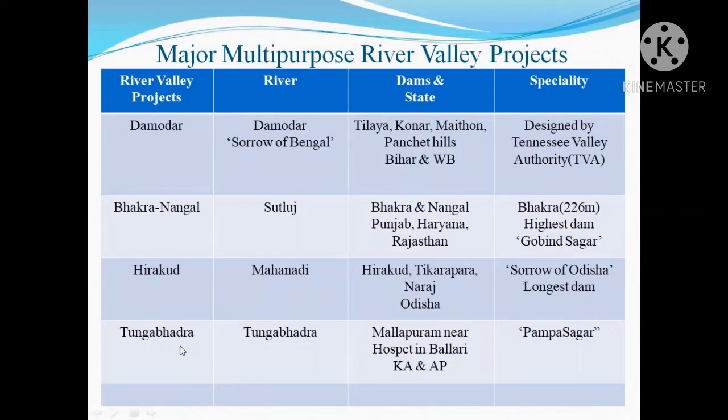And another one, Tungabhadra. Tungabhadra is the river valley project constructed across the river Tungabhadra. And the dam at Mallapuram near Hospet in Bellary. Hospet Dam, very famous. Yeah, TB Dam, Hospet Dam or TB Dam, Tungabhadra Dam. And it is a joint venture of Karnataka and Andhra Pradesh. The reservoir behind this Tungabhadra Dam is called Pampa Sagar.